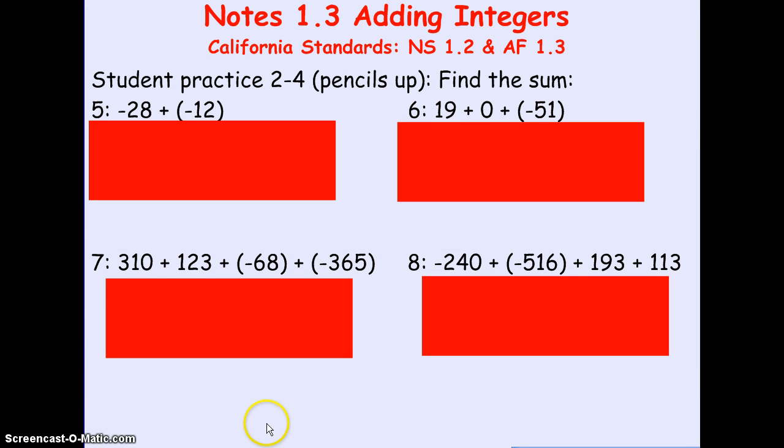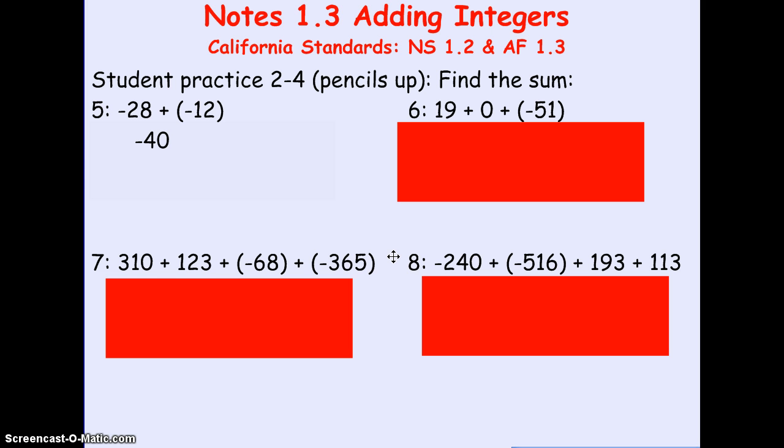Okay, this is student practice for examples 2 through 4. Please find the sum for each of these problems. Remember, it does not ask you to use any of the properties. However, if you want to use them, if they help you, please do so. Okay, let's take a look at your answers and see how you did.